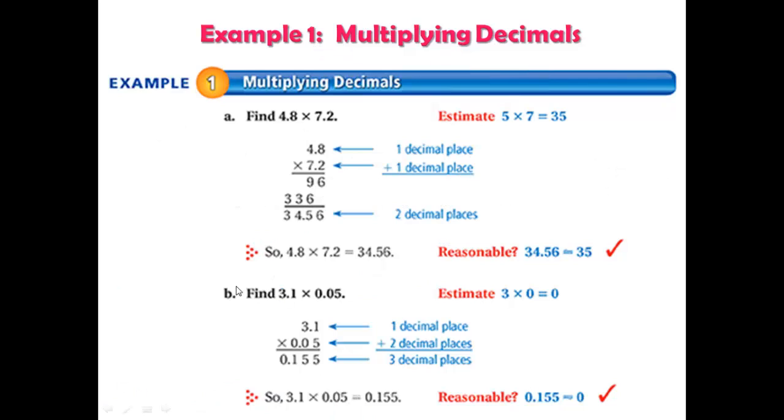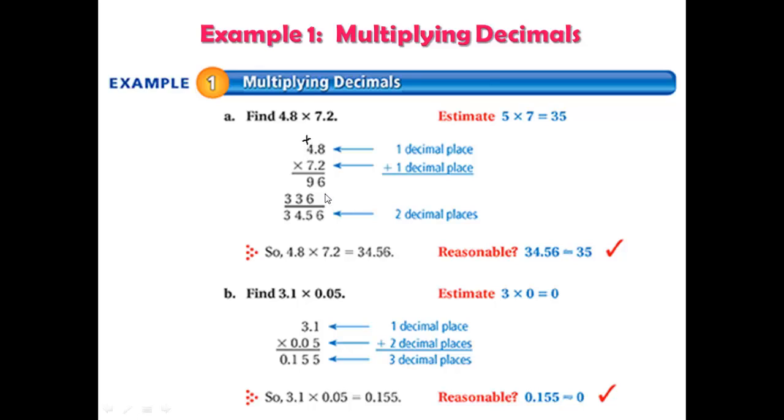For our first example, we're multiplying decimals. For A, we're going to find 4 and 8 tenths times 7 and 2 tenths. The first thing we do is we go ahead and multiply. When we multiply, 8 times 2 is 16, so we're going to write our 6 and carry our 1. And then 2 times 4 is 8, plus 1 is 9. Now we've used the 1 so we can cross it out.